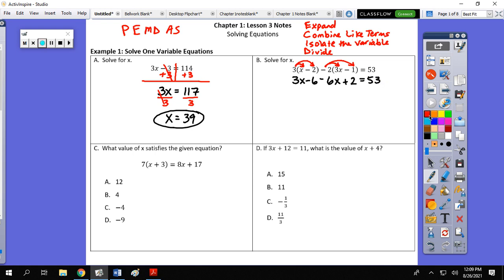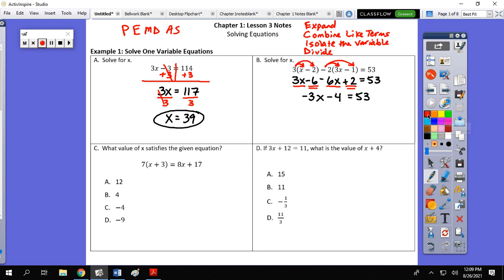Then we are going to combine like terms on the left side of the equation. 3x and negative 6x will get combined. Negative 6 and positive 2 will get combined. So 3x minus 6x is negative 3x. Negative 6 plus 2 is negative 4 equals 53.